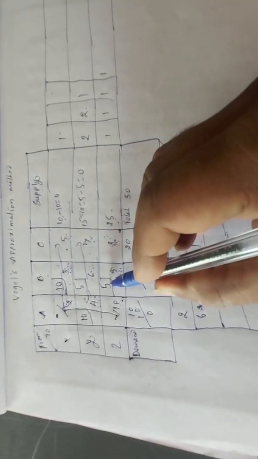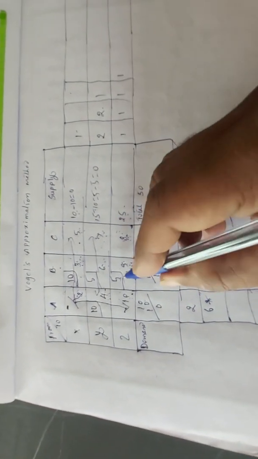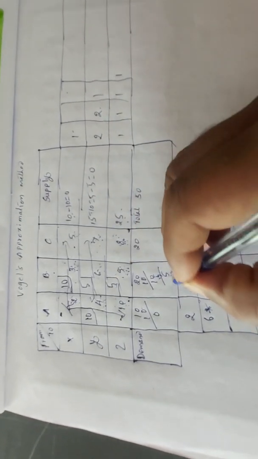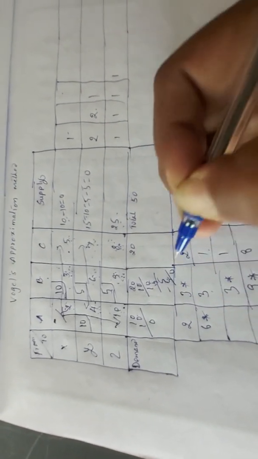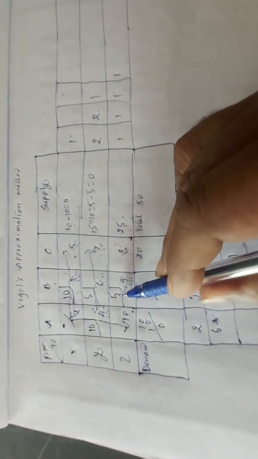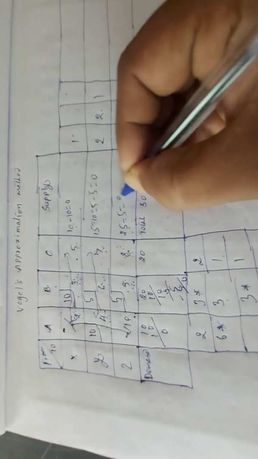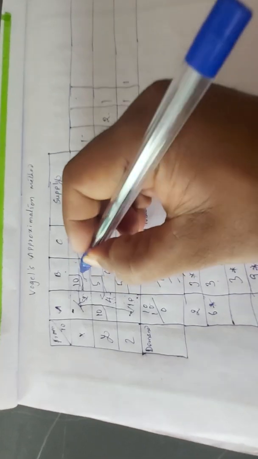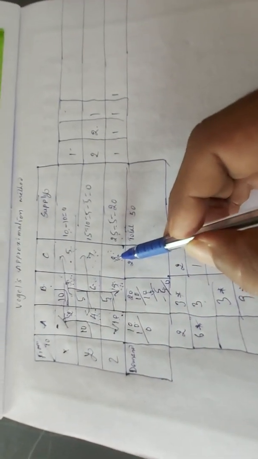So here allotment is 5. I will deduct it first from demand. Demand is 5, allotment is also 5, 5 minus 5 is 0. Now supply is 25, allotment is 5, 25 minus 5 is equal to 20. So now the column has become 0. I will eliminate this column. After eliminating this column, only one cell is active. This is the last cell.